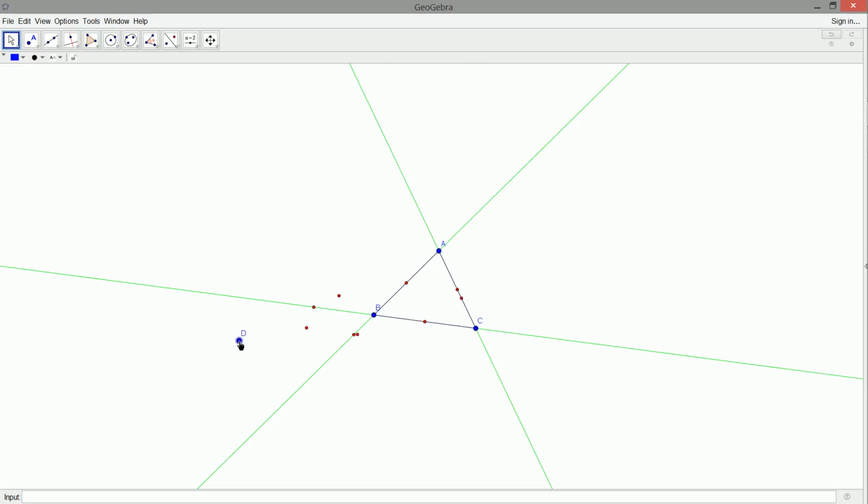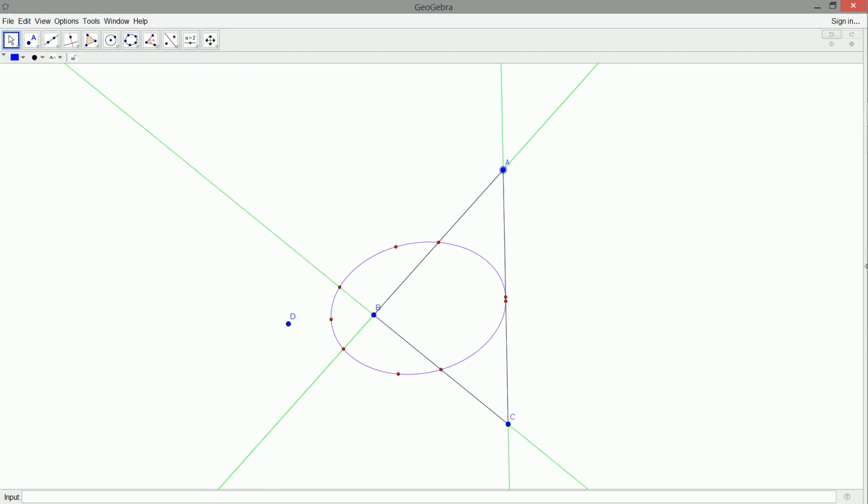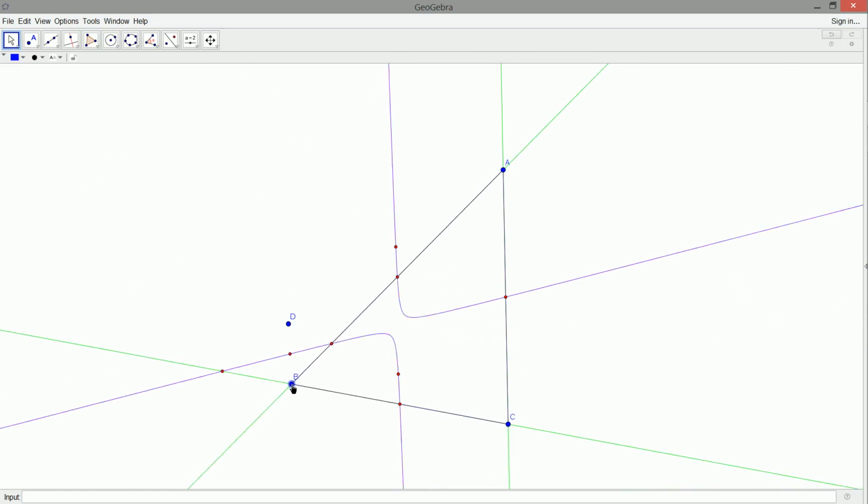So I'm going to keep D over here, and then I am going to hope that my conic through 5-point tool, 2, 3, 4, 5. Look at that, there it goes. And it really is an ellipse, and everyone is on it. And then we get a hyperbola.